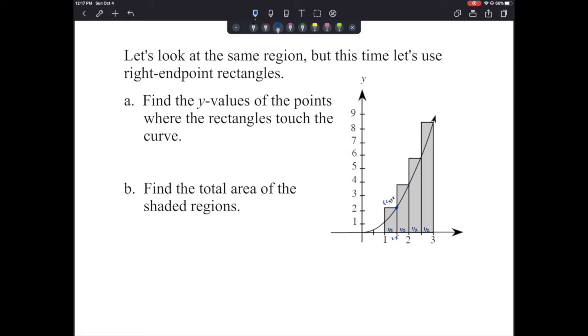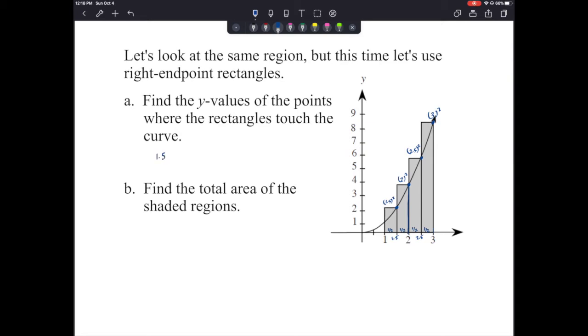For the second rectangle, it hits here. That input is 2. So this is 2 squared. The third one, we're going to go from 2.5, and we're going to square that. And then the last one, we've got this point way up here. This would be 3 squared.